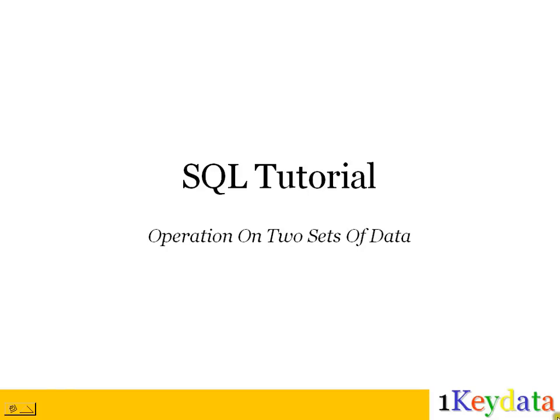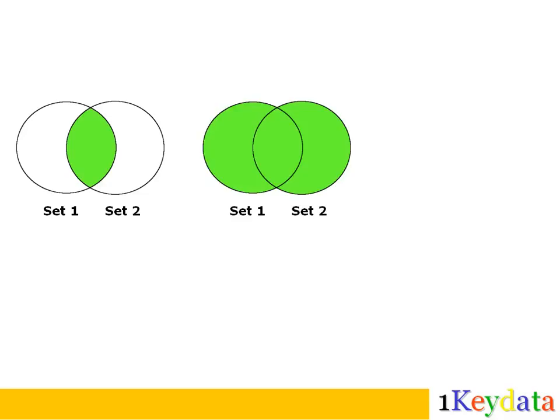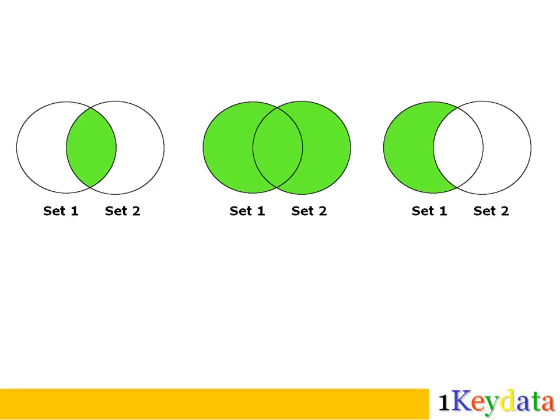In this tutorial, we look into how to combine two sets of results in SQL. There are three ways to do this. The first one is similar to an AND operation, whereby only rows that are common in both sets are selected. The second one is similar to an OR operation, where all rows that appear in either set are selected. The third one is taking only the rows in set 1 that do not appear in set 2.